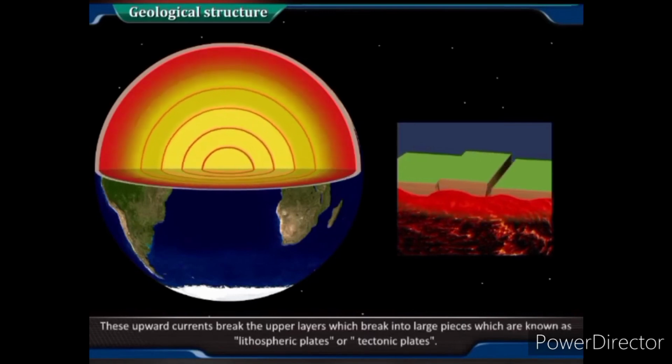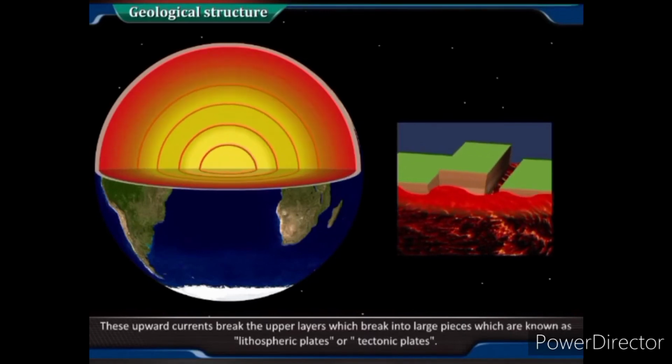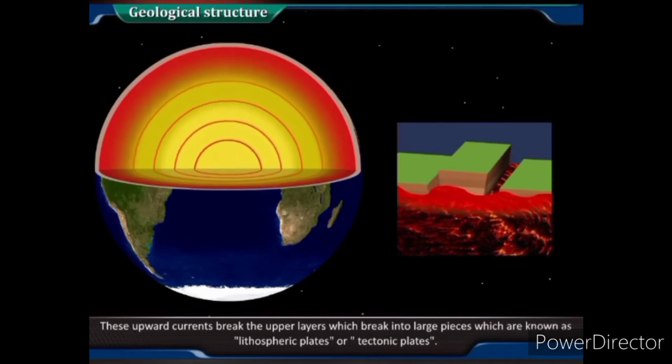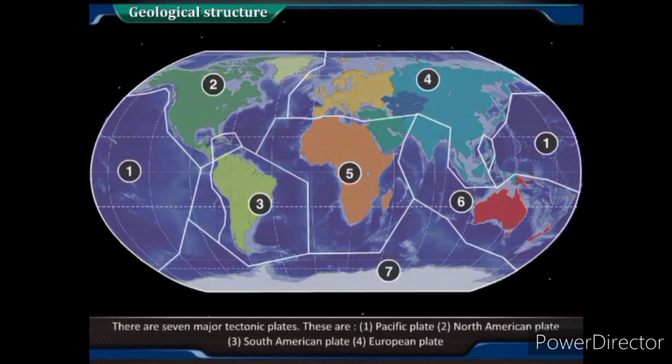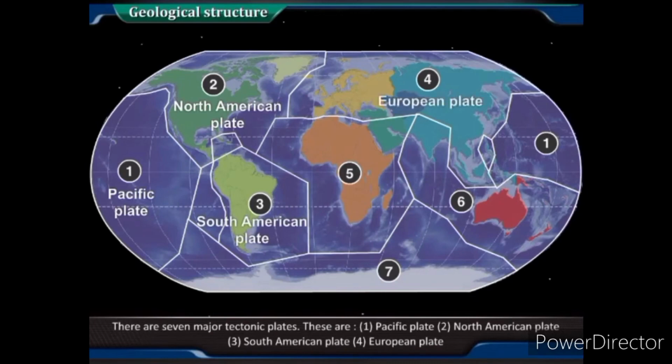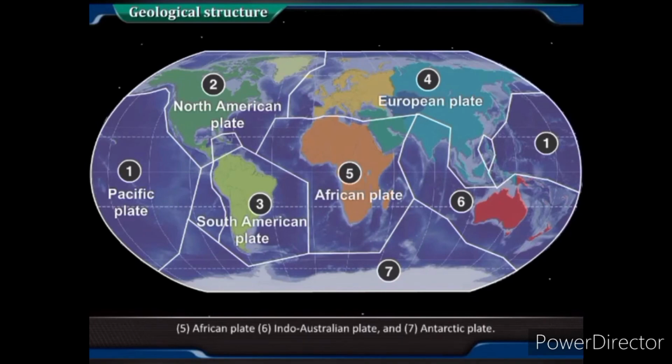These upward currents break the upper layers into large pieces which are known as lithospheric plates or tectonic plates. There are 7 major tectonic plates. These are: 1. Pacific Plate, 2. North American Plate, 3. South American Plate, 4. European Plate, 5. African Plate, 6. Indo-Australian Plate, and 7. Antarctic Plate.